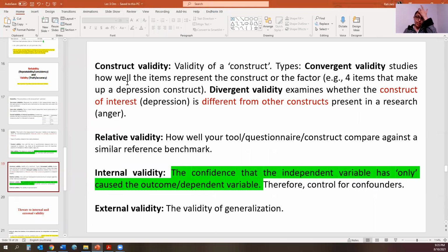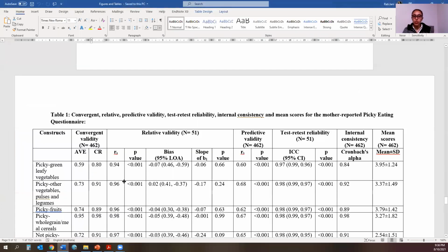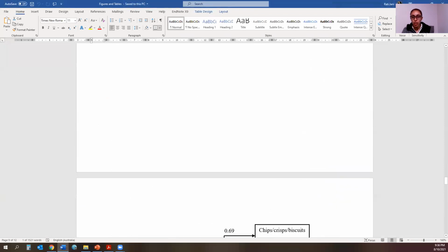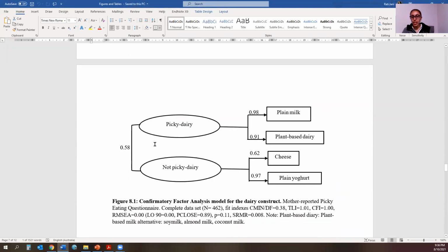What is divergent validity? Divergent validity is to show that when you have all these different constructs, these constructs are different. They shouldn't be clubbed together. Let me share with you an example of this again. So now, guys, I have, under the canopy of dairy, your milk, yogurt, and all of that, cheese and stuff like that.